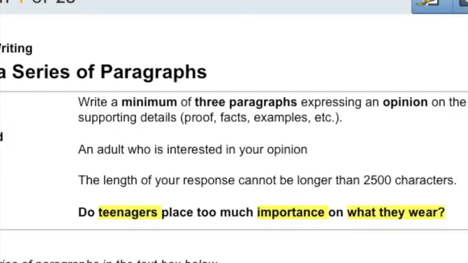So for the purposes of this exemplar, we're looking at the question, do teenagers place too much importance on what they wear? As you can see, we've already highlighted the key words, and from here we'll move on to our brainstorming.